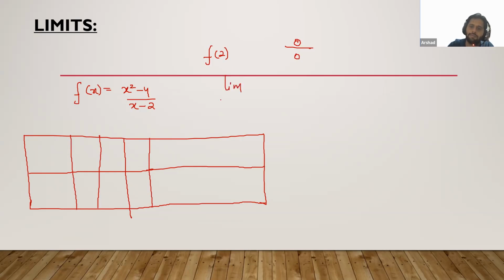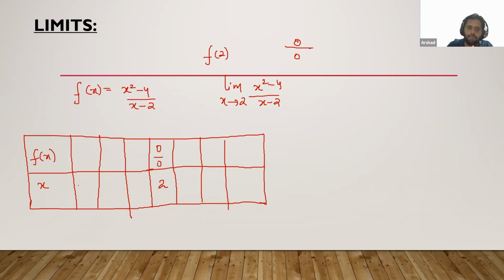Yes, the limit will exist. So if here we find the limit of (x square minus 4) by (x minus 2), now we will check the answer. Here we have f(x) and here we have x. If x is 2, then f(x) is 0 by 0, which is not defined. Now, what will happen if we put the value 1.9 here? In this function, in place of x we put 1.9, then we will get f(x) as 3.9.